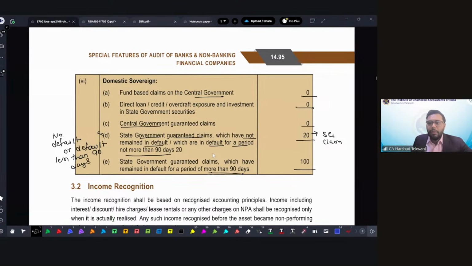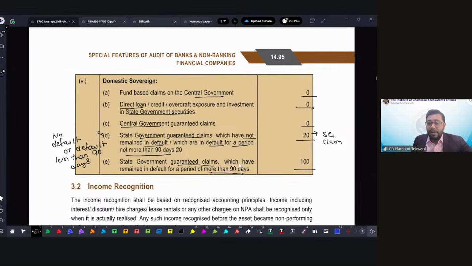Central government, directly, zero. A direct loan given to a state government or state government securities, zero. This is guarantee claims. Guarantee claims are different. Remember that. I'm not talking about loans or securities of the central government, bonds of central government. I'm talking about guarantee claims.